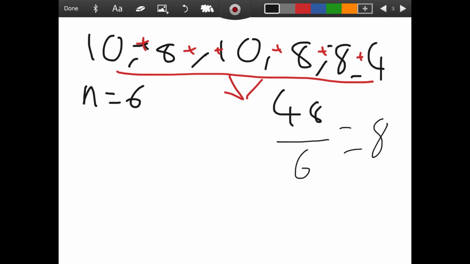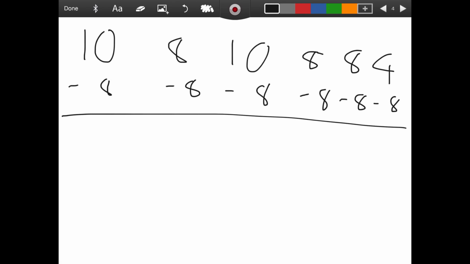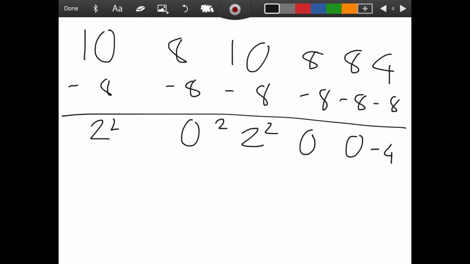Now we have to subtract every number of the sequence from 8. So let's start on a new slide. We do 10, and this gives us 2. Now we have to square these numbers: square, square, square, square, square, and square.